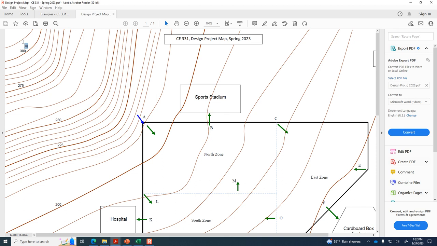Now each of you has a different flow demand. What you need to assume is that the flow rate from the reservoir is equal to your average daily flow. That way it's all going to work out that during the 24-hour cycle, the flow in and the flow out are equal. This is kind of a mass balance.